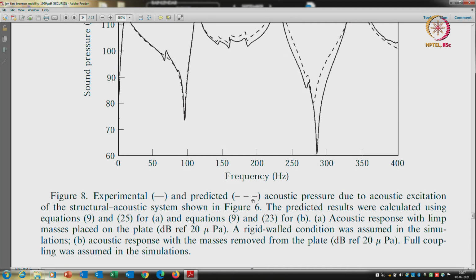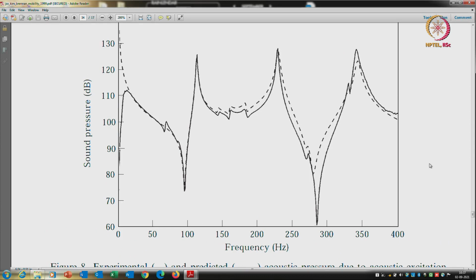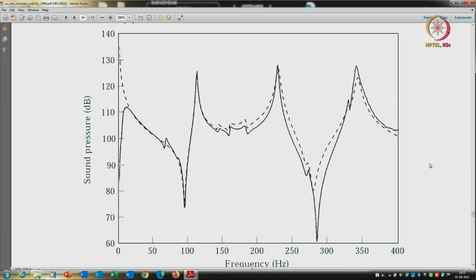This is for experimental acoustic excitation. Okay, A, acoustic response with limp masses placed on plate. A rigid wall condition was assumed in the simulations. B, acoustic response with masses removed from the plate. Full coupling was assumed in the simulations. Okay, so this is the coupled response, okay, due to acoustic excitation. And again, these peaks you see are all the original resonances of the system.